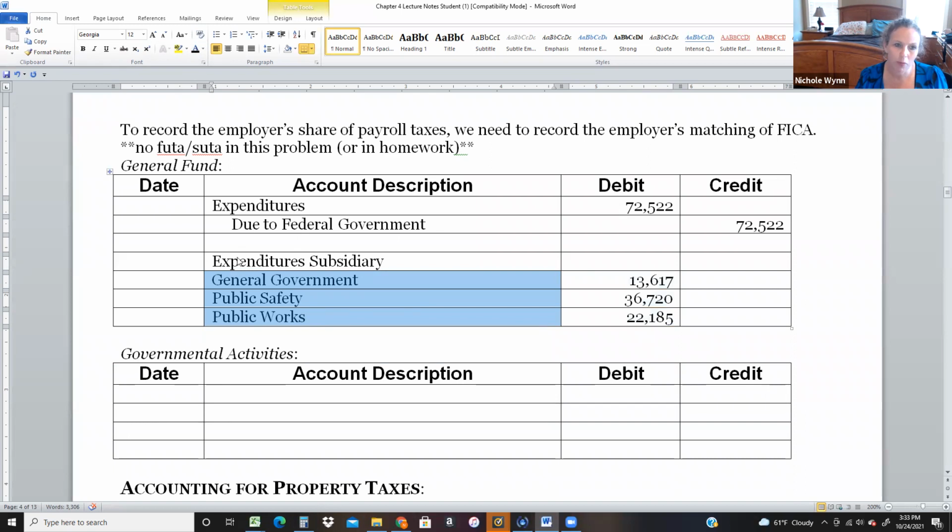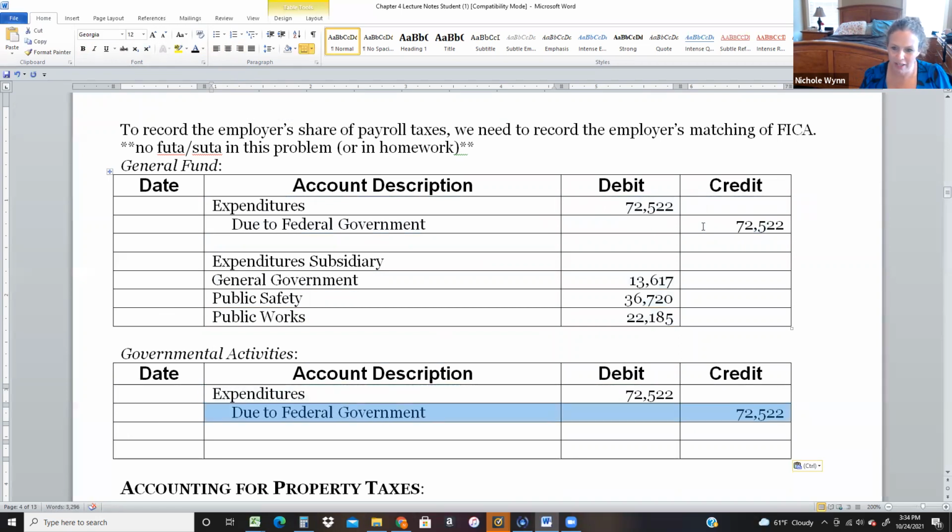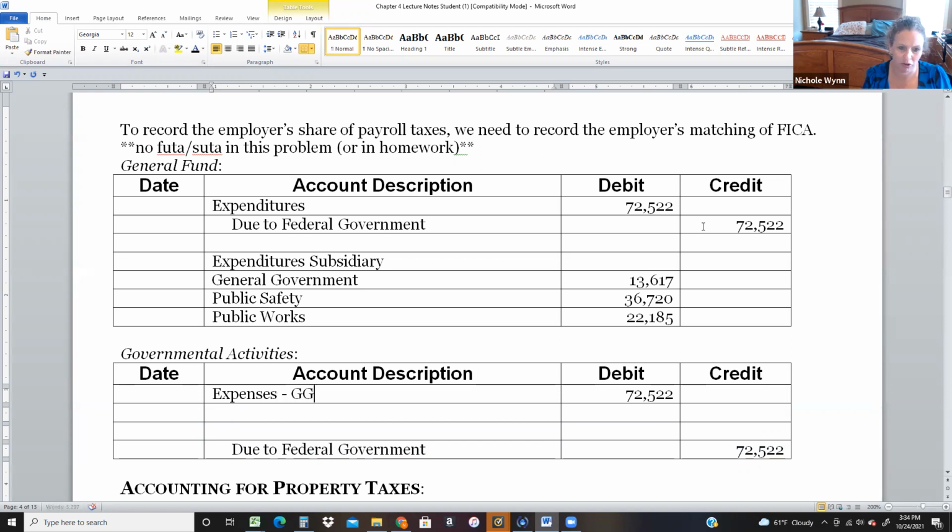Down here, we're going to do this exact same entry. So let me go ahead and just do it manually here for you. What I usually do is copy and paste this, but then I realize that this is actually going to go on the bottom row. And then instead of expenditures, I'll do expenses dash general government, public safety, and public works. It's going to make me mad if this little dashed line doesn't get a little bigger. So if I hit a space there, then it will.